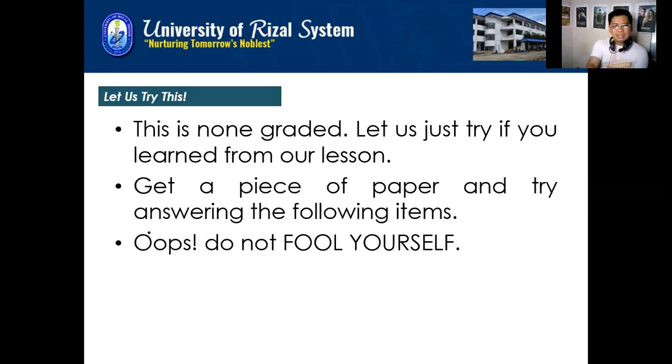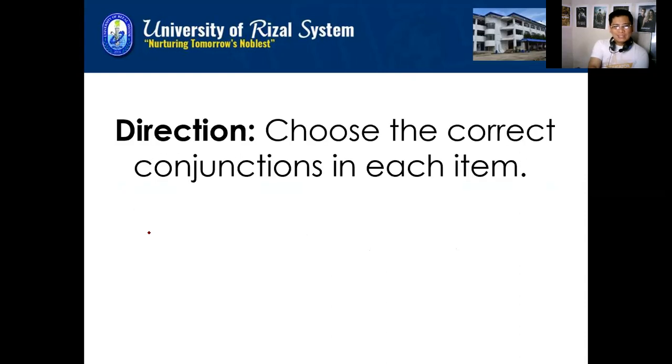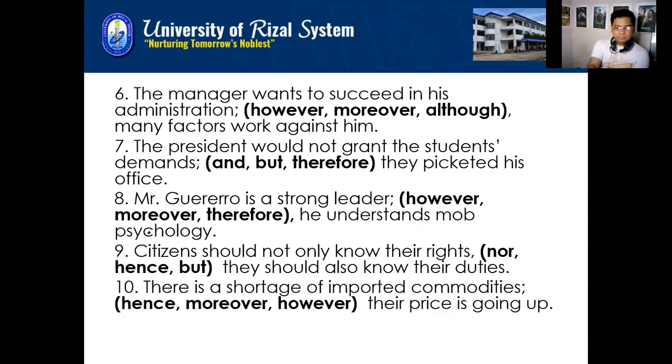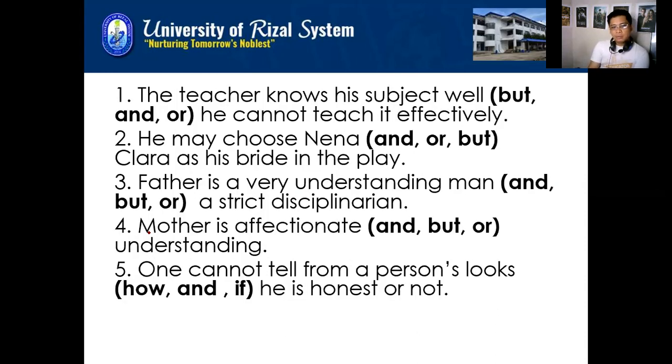So this is, again, we have here an exercise and they are non-graded. So get a piece of paper once again and try answering the following items. And do not fool yourself. So choose the correct conjunctions in each item. The teacher knows his subject well, but he and or he cannot teach it effectively. He may choose Nana and or but Clara as his bride in the play.